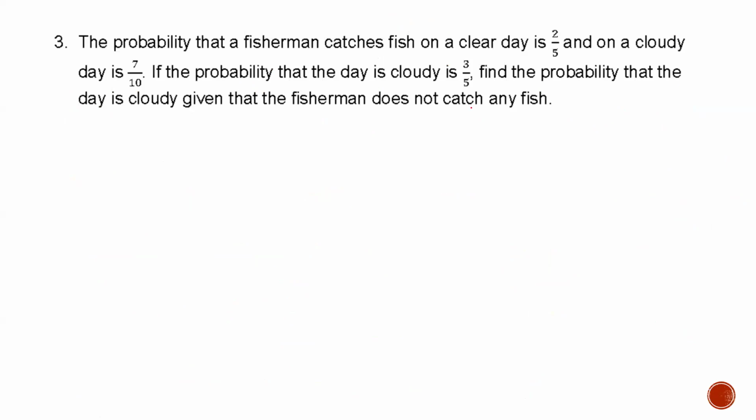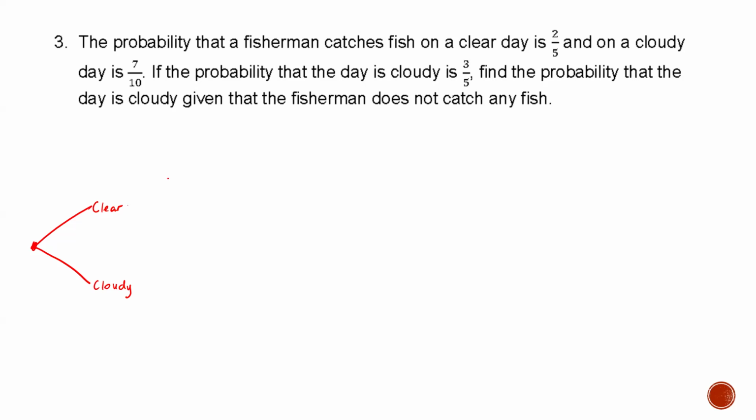Question 3, the probability that a fisherman catches fish on a clear day is 2 out of 5, and on a cloudy day is 7 out of 10. So that statement already biases you to think that the probability of him catching fish depends on the weather. And so when you're starting your tree diagram, you'd actually start with splitting it according to whether the day will be clear or cloudy, because the probabilities we've been given tell us that him catching fish depends on whether it's clear or cloudy.